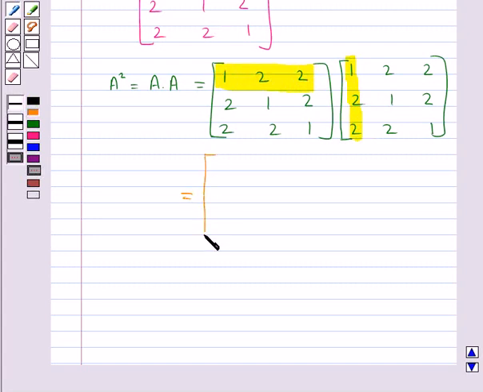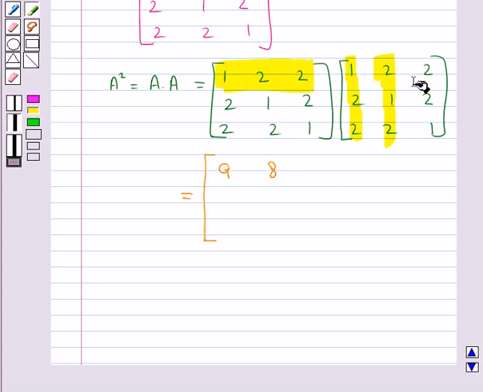This would be equal to, now the entry in the first row, first column would be 1 into 1 plus 2 into 2 plus 2 into 2. This would be equal to 9. Then to find the entry in the first row, second column, we multiply this row of this matrix with this column of the second matrix. So this gives us 1 into 2 plus 2 into 1 plus 2 into 2, which would be equal to 8. Now we find the entry in the first row, third column. We would get this by multiplying this row of the first matrix with this column of the second matrix. That is, we have 1 into 2 plus 2 into 2 plus 2 into 1, which would be equal to 8.